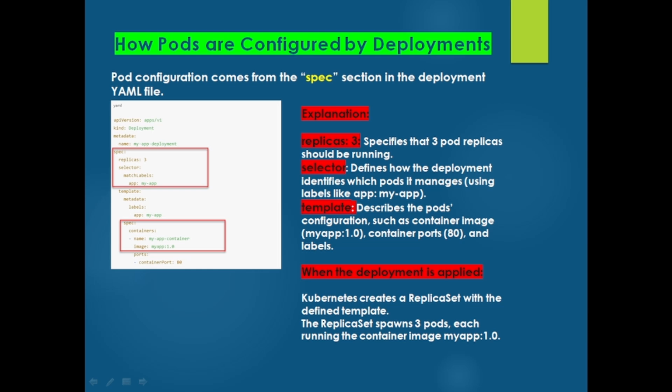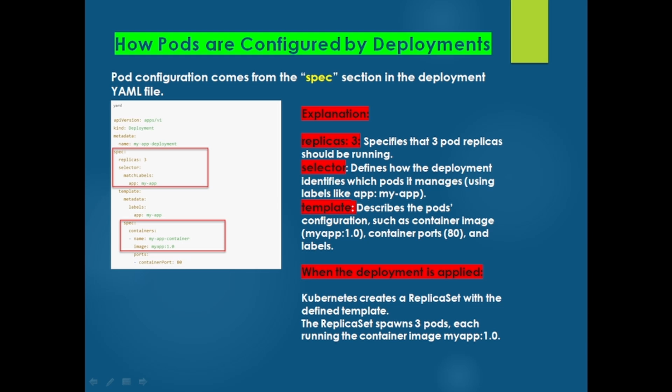Template. Under the template, if you can see, the template describes the pod's configuration such as the container image. Here we have an image version myapp:1.0. Also it contains the container port, and the container port is 80. So it will ensure that the container knows where to listen for requests. Labels, as we said, help to categorize the pod.